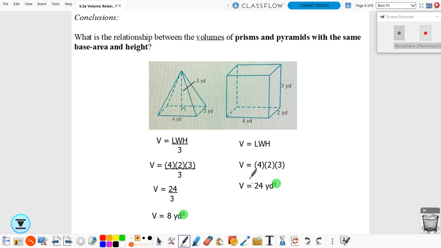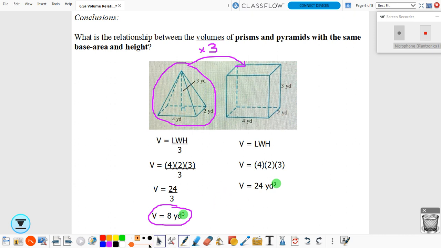Well, we said that 3 pyramids can fit into there. So the volume of the pyramid times 3 would equal the volume of the prism. And is that true? Let's have a look. If we take 8 yards cubed and times it by 3, it equals 24. So look at that. The math speaks for itself.